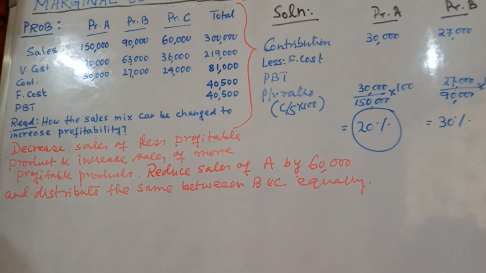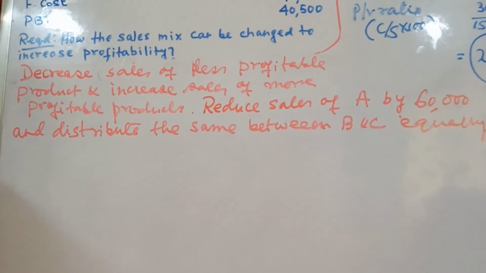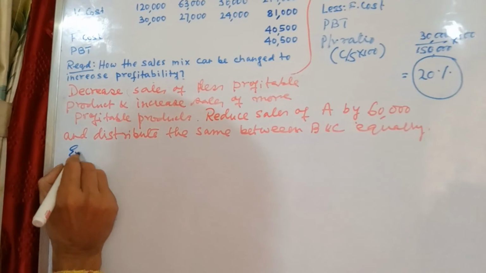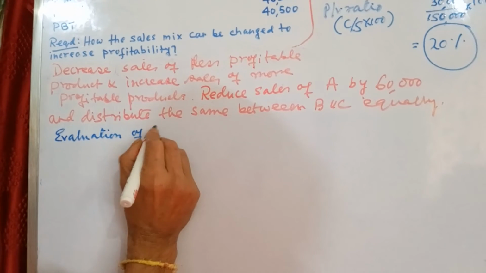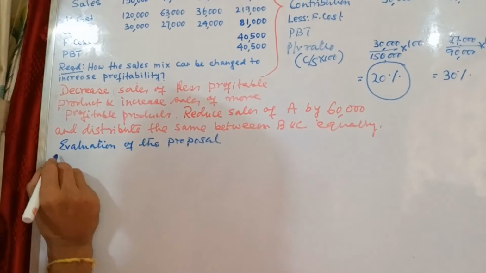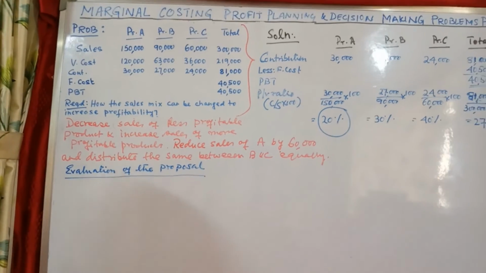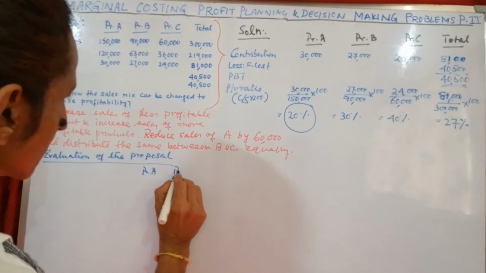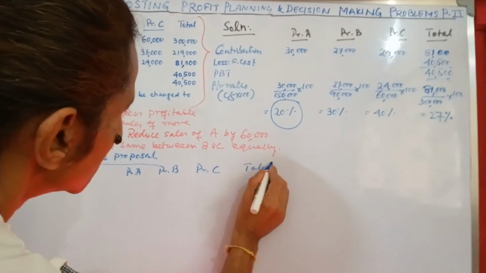So let us see the profitability in the new scenario, that is after the sales mix has been changed. So this is the evaluation of the proposal. Okay. Product A, product B, product C and total.